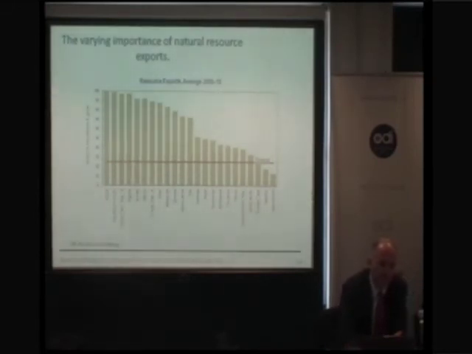This chart tells kind of the same story in a different way. This shows you how dependent they are. In Angola, 100% of its exports are oil. It's practically the same for Equatorial Guinea. So you have many countries where more than a quarter of their exports are natural resources.